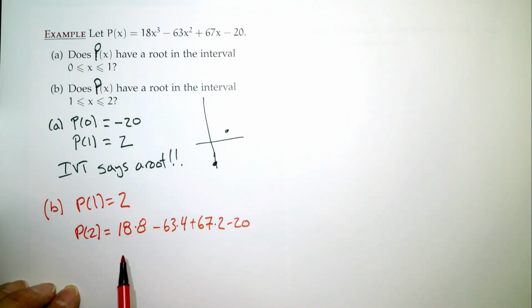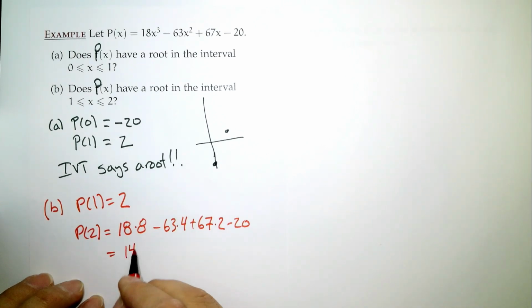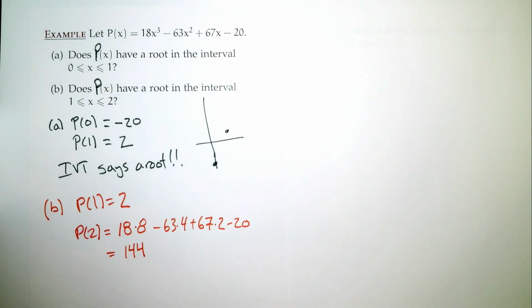18 times 8 is, of course, 144. That's right, yeah. Cool. You knew it. I was wondering if anyone was going to say gross. And I was like, yeah, that's also right.